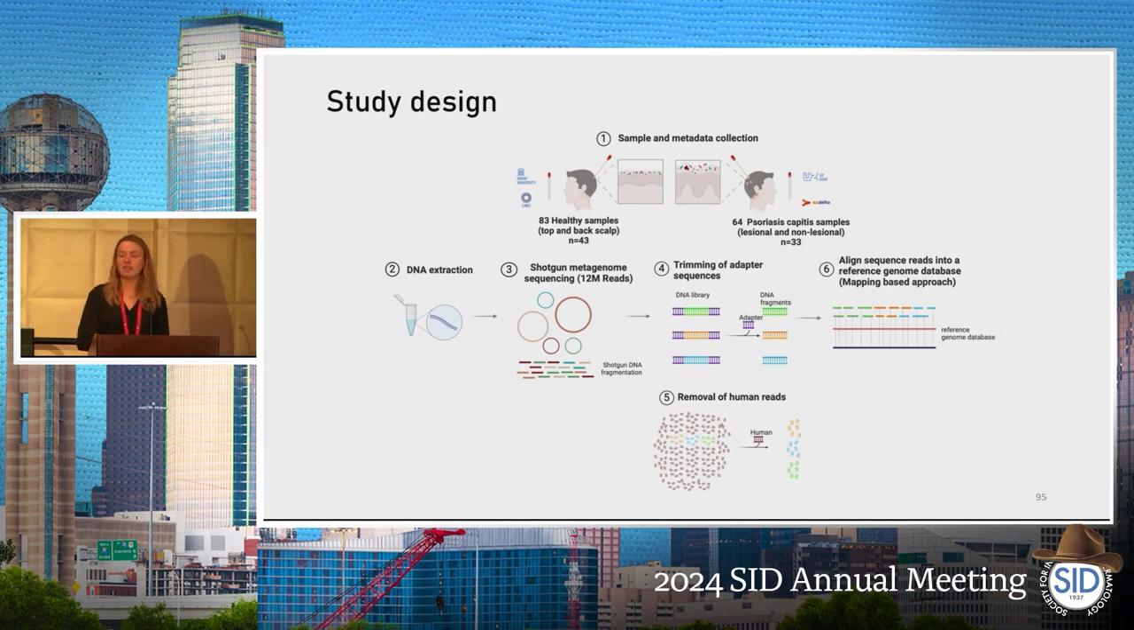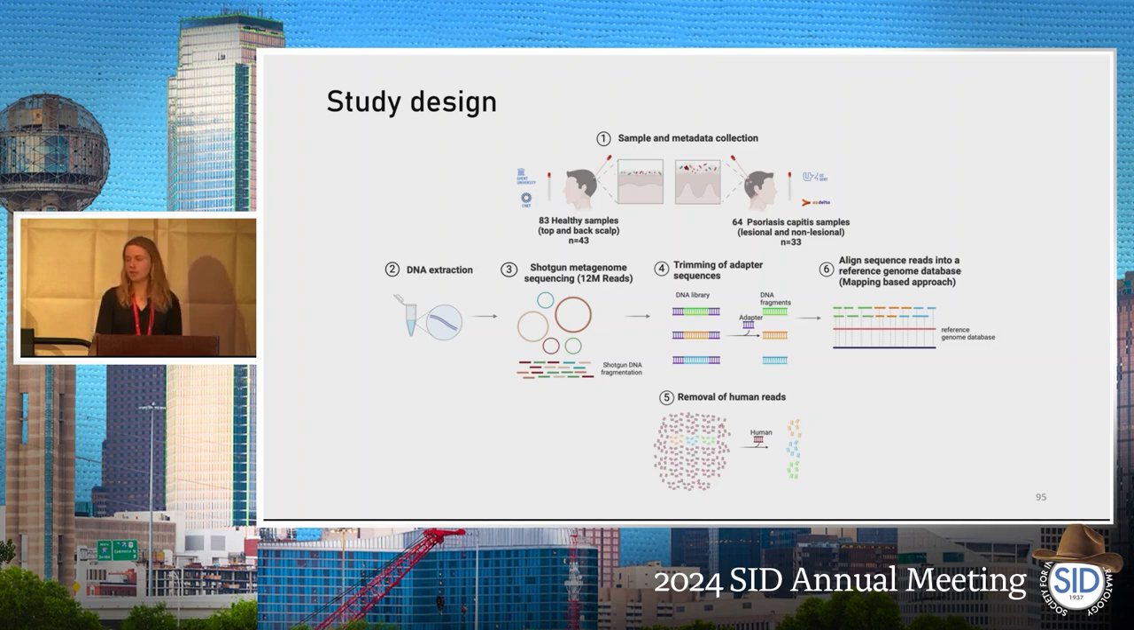So we collected 83 top and back scalp samples from healthy individuals and 64 lesional and non-lesional samples from untreated psoriasis patients, after which we performed the DNA extractions, sent the samples out for shotgun metagenome sequencing, and when the raw data returned, I processed the data by trimming the adapter sequences, depleting the human reads from the microbial reads, and subsequently performing the taxonomic and functional profiling to get a better understanding of which microbial species are there and what they are doing.